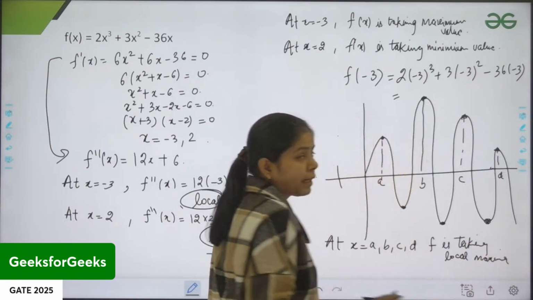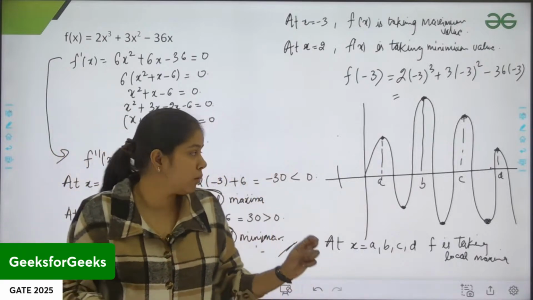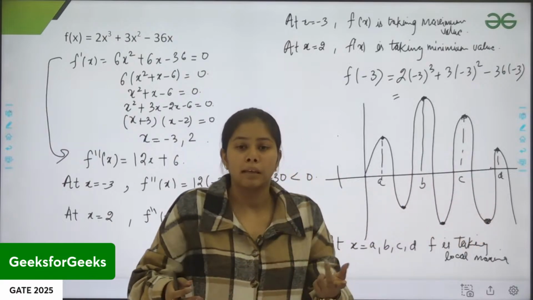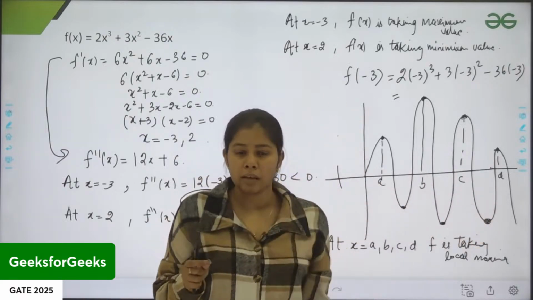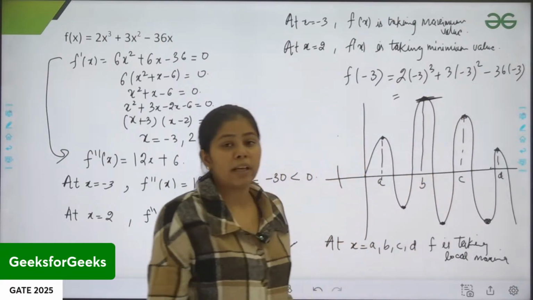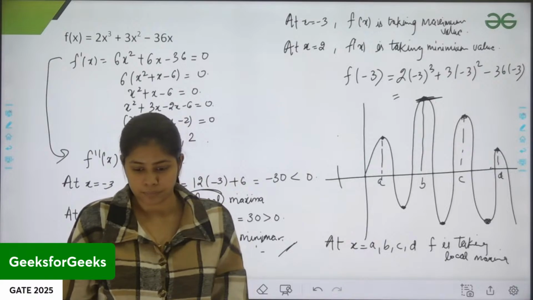Right? There is one word, local maxima, and another one, global maxima. Global maxima means that out of these a, b, c, d, I'll check at which point my function is taking maximum value. It is taking maximum value at x equals b, so I'll say that f is taking global maxima at x equals b.